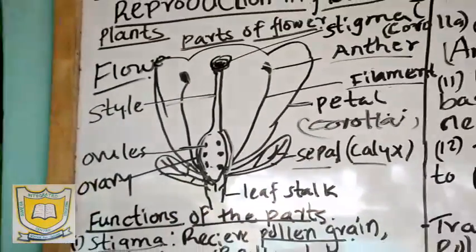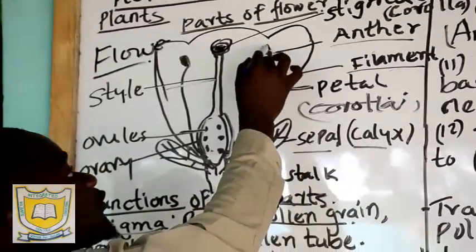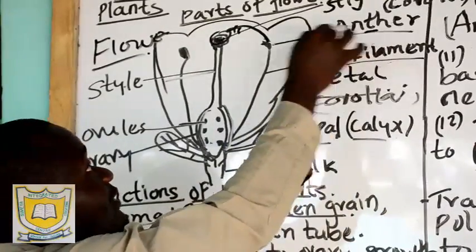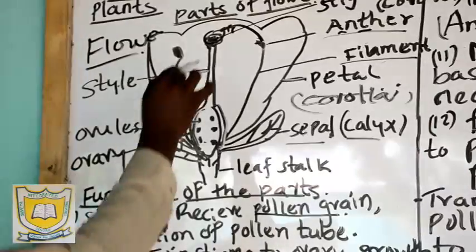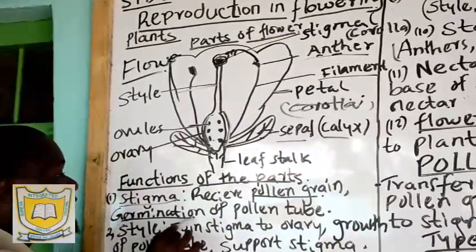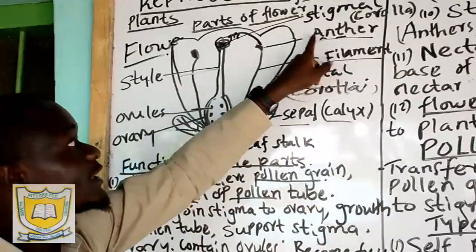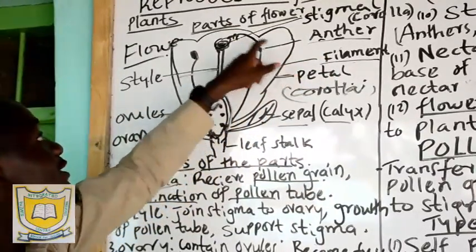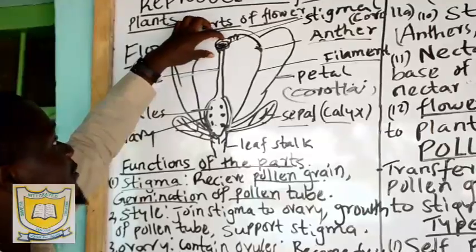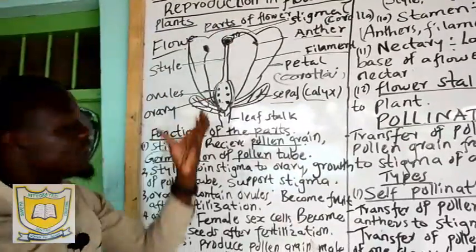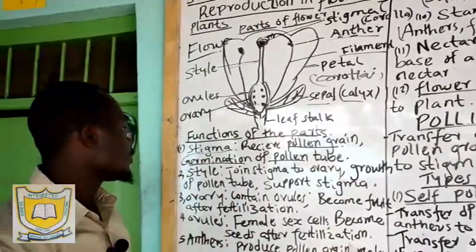Where does the pollen grain come from? The pollen grain comes from the anthers to the stigma. Still on this stigma, we have the germination of the pollen tube. After the stigma has received the pollen grain from the anthers, at that stigma we have germination of the pollen tube.